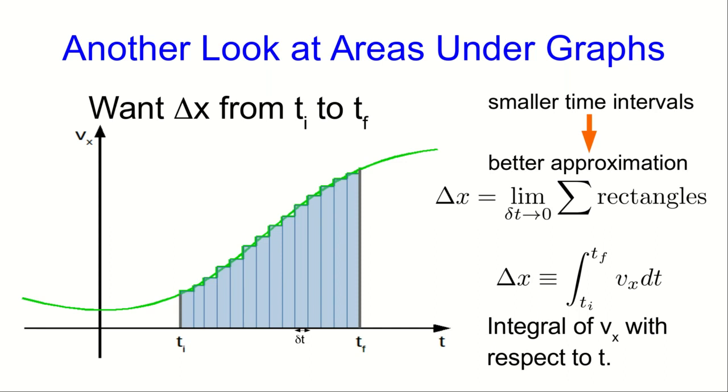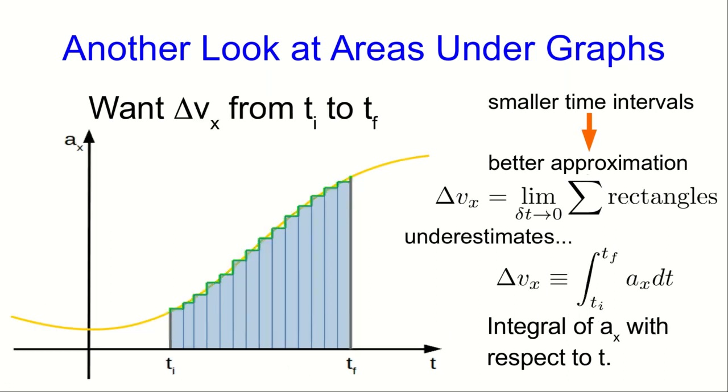Using the spreadsheet, we are forced to use finite width rectangles. But if we make them narrow enough, we're going to get a good approximation. But we're not going to start getting a displacement from a Vx versus t curve. We're going to start getting changes in velocity from an Ax versus t curve. But the idea is exactly the same. It's just an area under the Ax versus t.